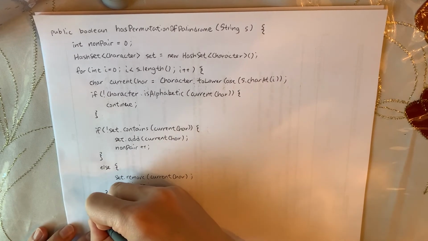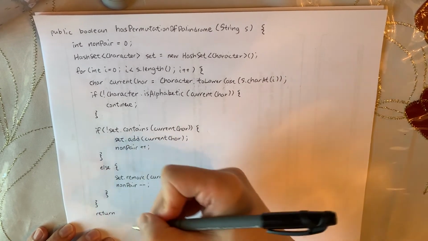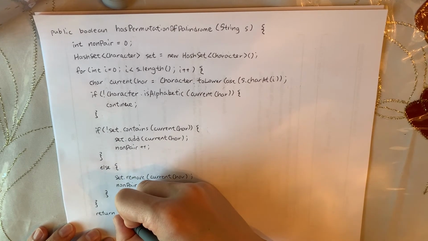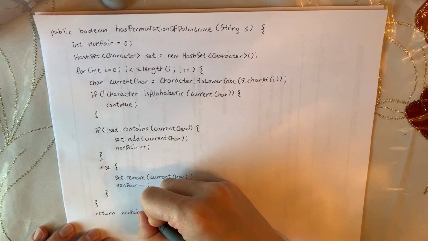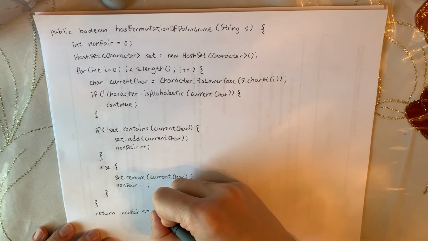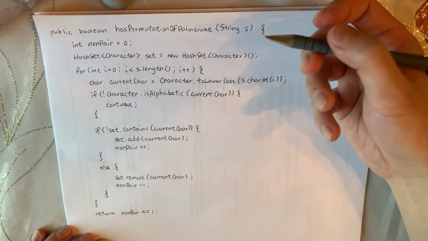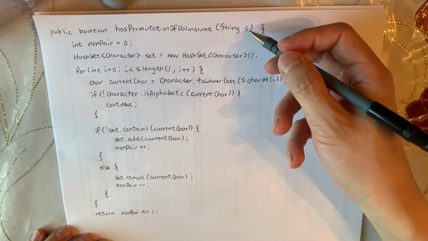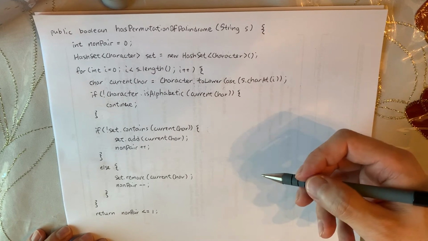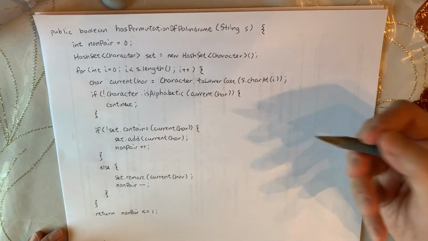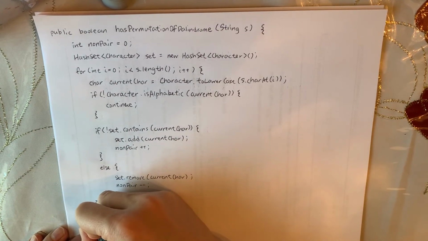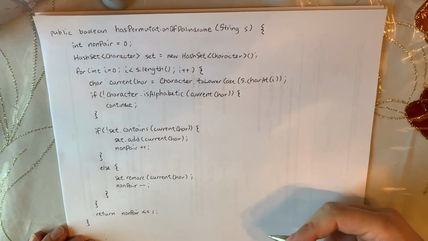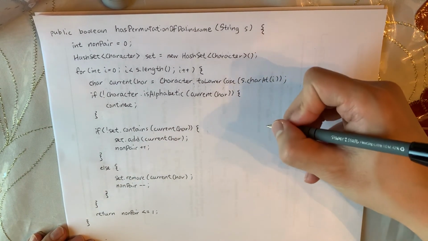And finally, we will return whether or not nonPair is less than or equal to 1. Remember, if it's greater than 1, that means there are characters in the string s that don't have a pair, and there's more than one of these characters, which makes it impossible to form a palindrome using a permutation. And that's it. This is the function that will solve that problem.